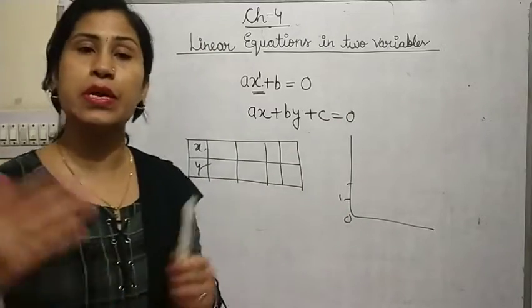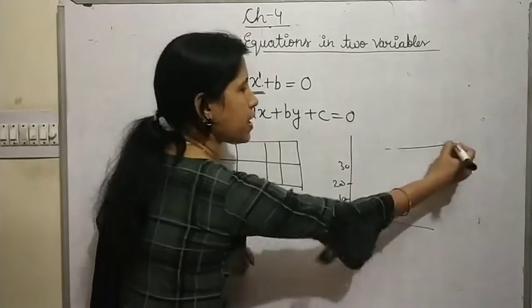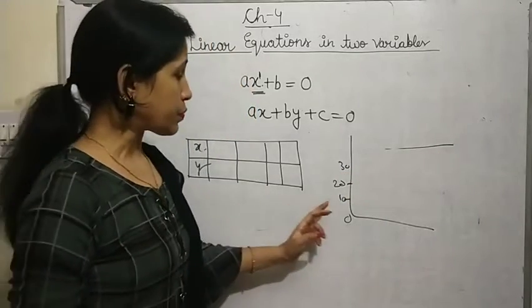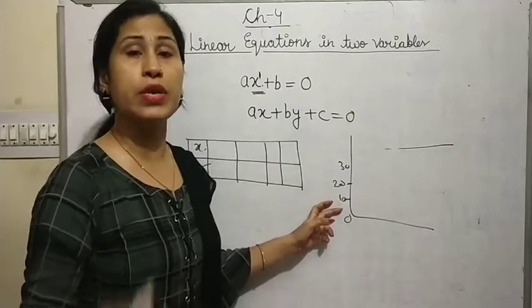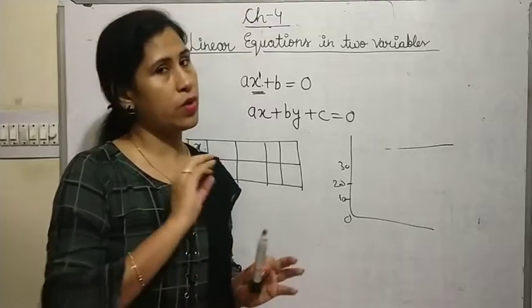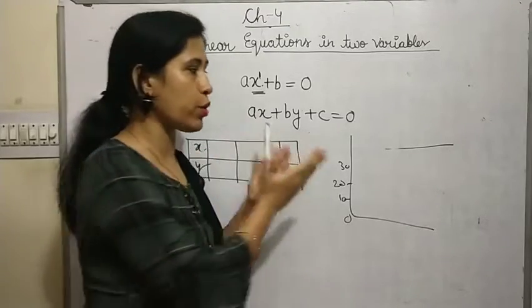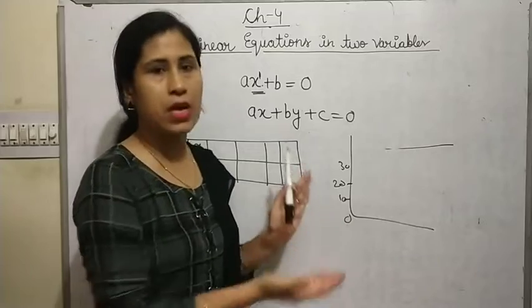Otherwise you can take 10, 20, 30. Then you will write the scale here, that one bigger block equals 10 units, and then you will go for it. Whatever solution you take, that will be correct. But we also have to think about how we are going to locate it on the graph paper. We can't avoid that.